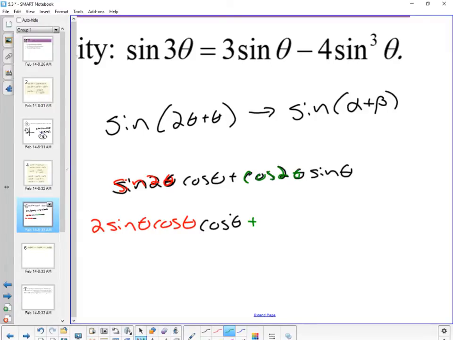Which one do you want? They're all like 4. Give me the one that has sine in it, because remember, I want to get 3 sines. I want everything to be sine, right? For cosine 2 theta, that's going to be cosine squared theta minus sine squared theta, and that's going to be multiplied by sine theta, correct?